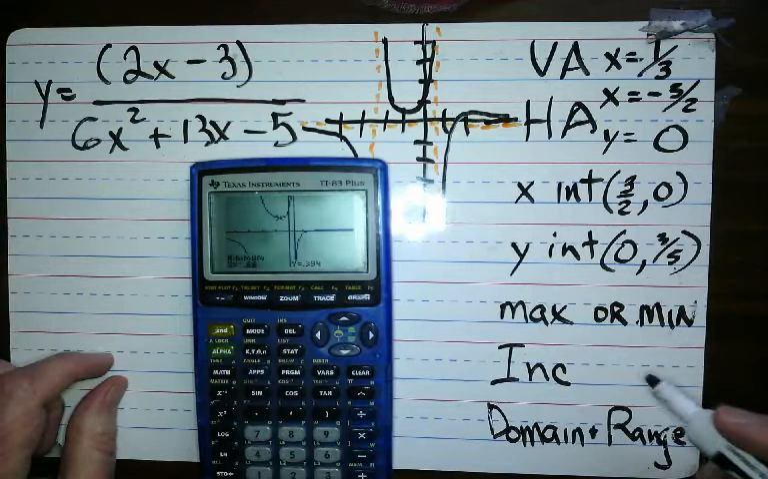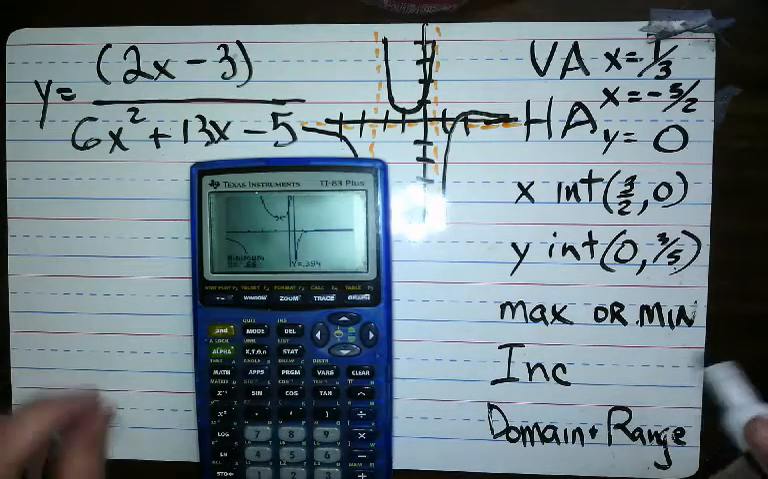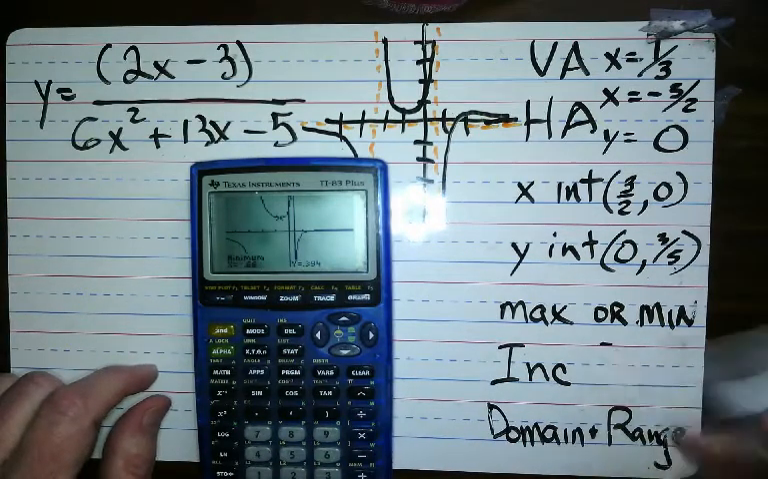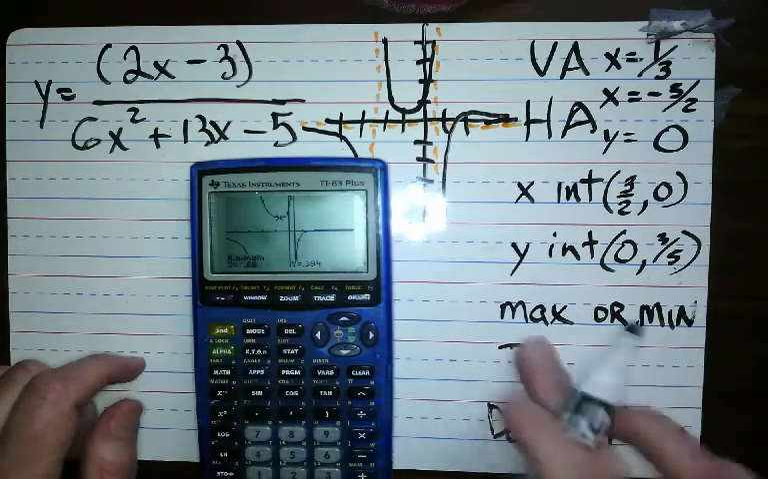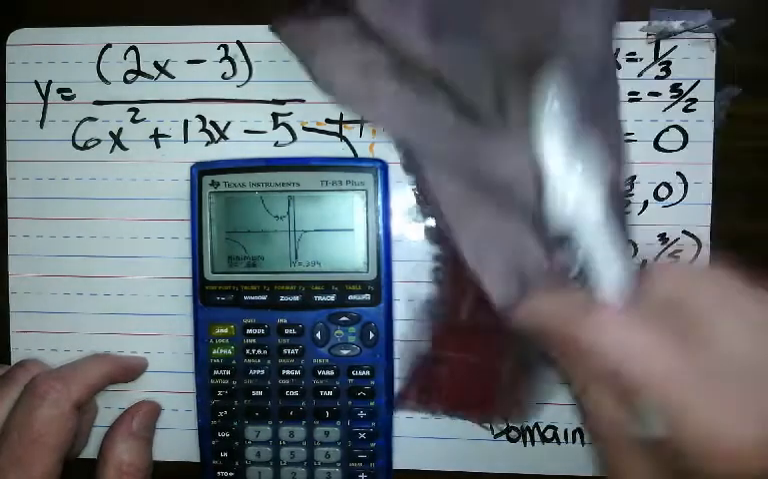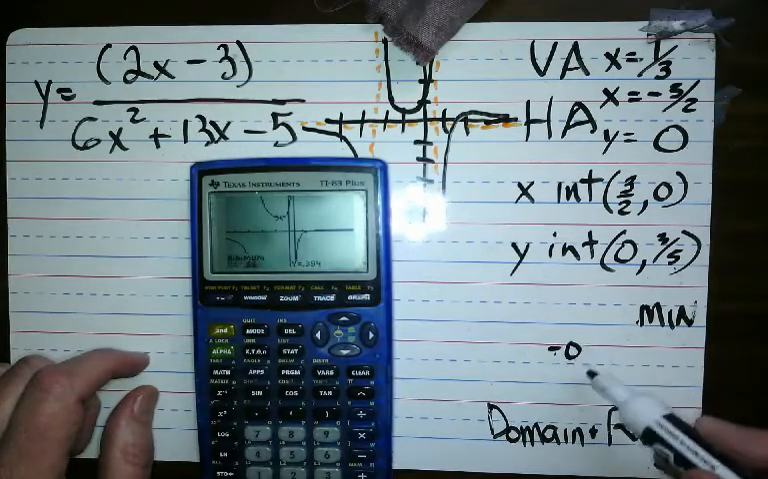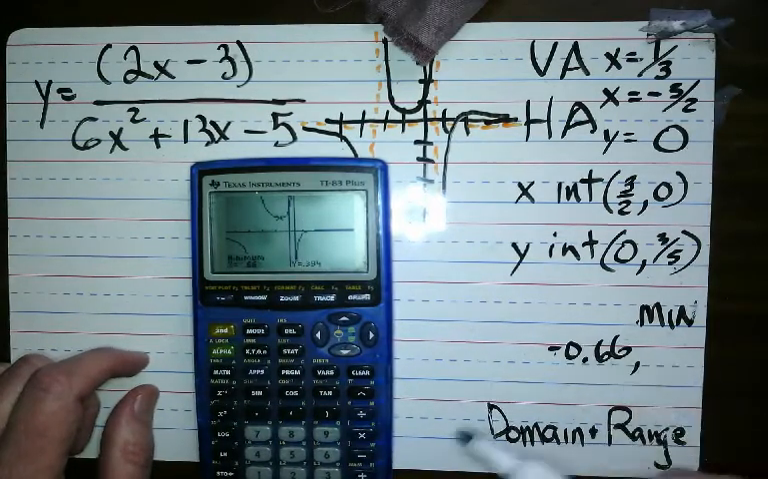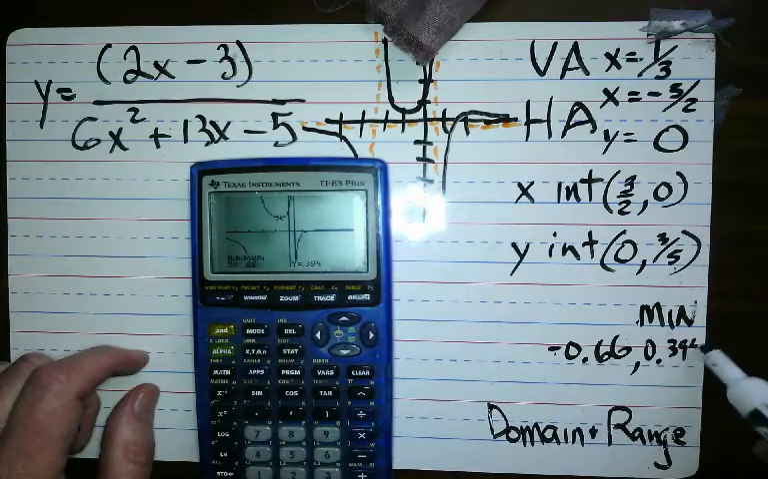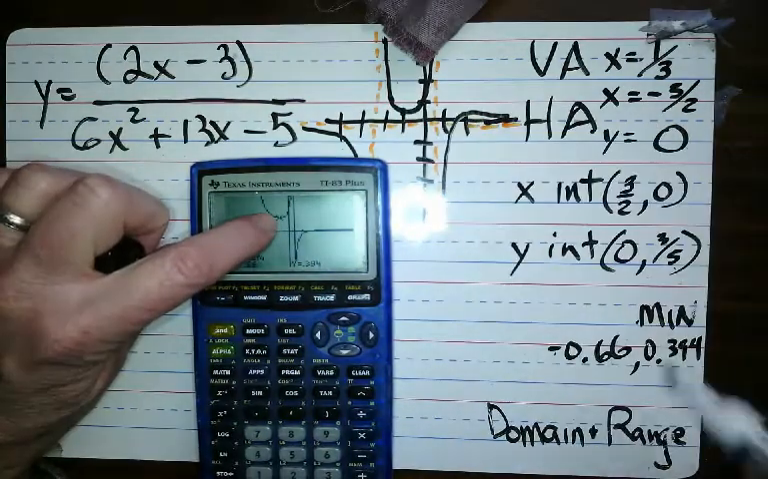What is the minimum? Ooh, negative 0.66 and 384. So that just might be, let's see, we might have to have more room for that. Okay, the minimum, we'll do the minimum right here. So the minimum is negative 0.66 comma 0.394. That's the lowest point. That's this bottom right there, right?